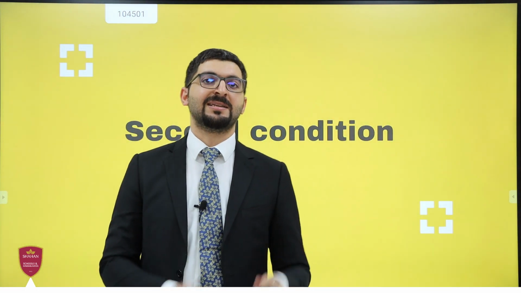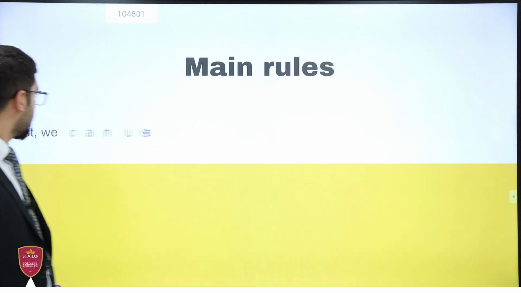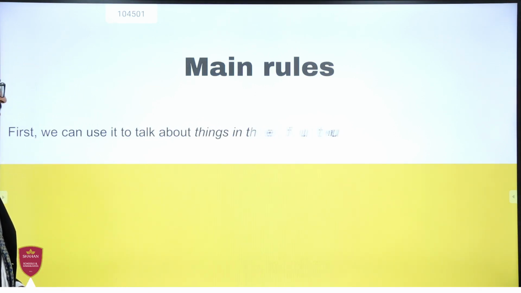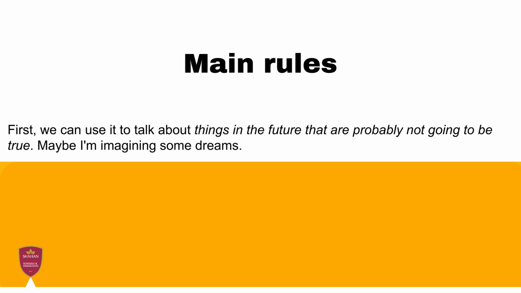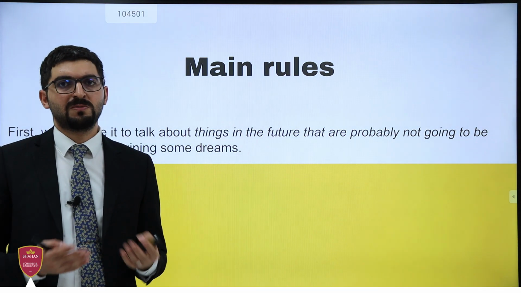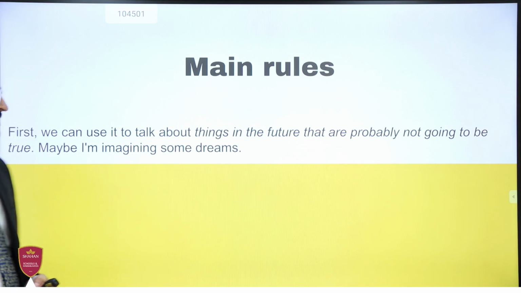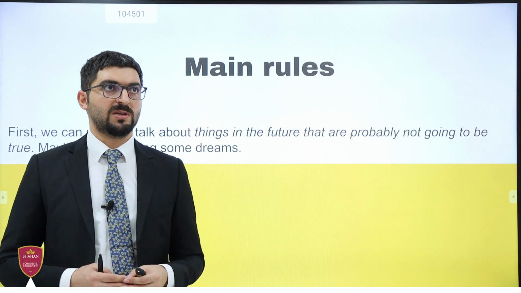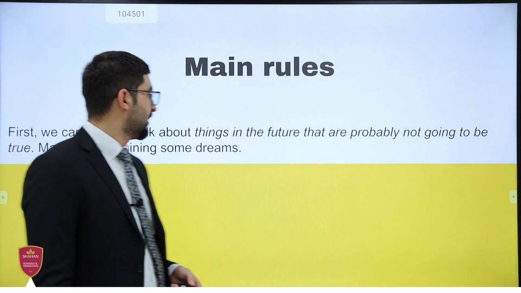Which is the second condition. The main rules: first, we can use it to talk about things in the future that are probably not going to be true. So it's like a probability about the future that is not going to be true. For example, it's like imagining some dreams that are not going to come true or happen.